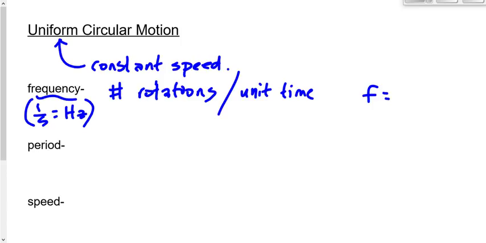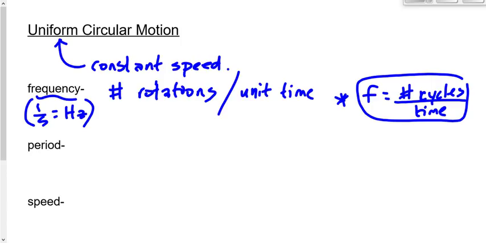If we go back to our definition, the number of rotations per unit time, we can solve for the frequency by saying the number of cycles, could be rotations, could be revolutions, divided by the time. Put a little star by this equation because it's not on your data sheet. It just comes from the definition.